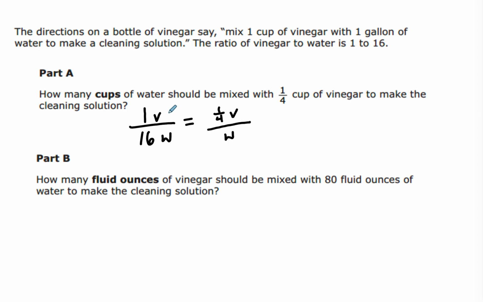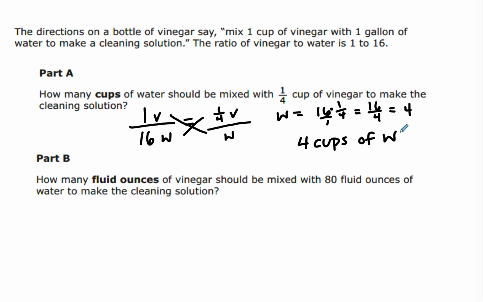Okay, let's go ahead and check our work. This one I'll do cross products for. 1 times W is W. 16 times 1/4 is like 16 divided by 4. If I made this into a fraction, 16 over 1 times 1 over 4, I get 16 over 4, which is 4. So 4 cups of water.